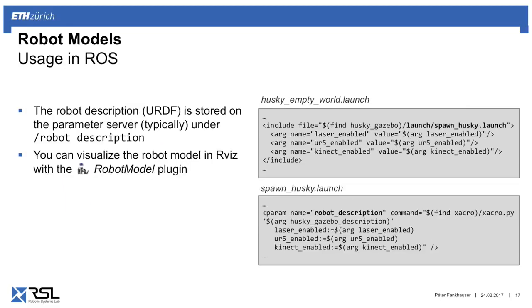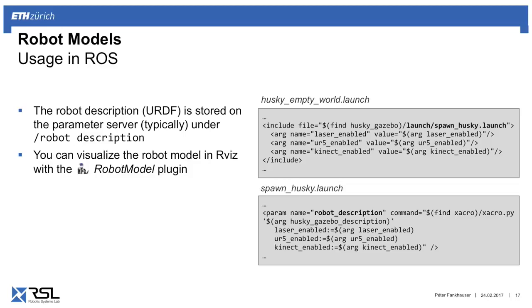Then these robot descriptions in ROS, these URDFs, are stored as a string on the parameter server. So any tool like Gazebo or RViz that uses this robot description format can load it from /robot_description. And then you can visualize the robot model in RViz with the robot model plugin, and you're going to do this in the exercise. And then check the settings, that you make sure that the robot model plugin is set to the robot description parameter, okay?